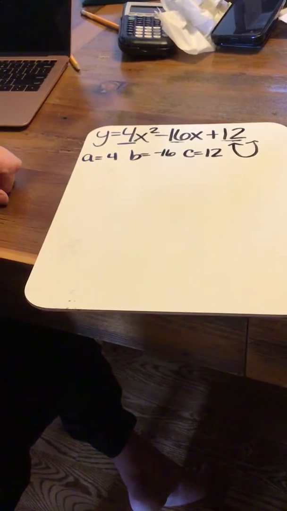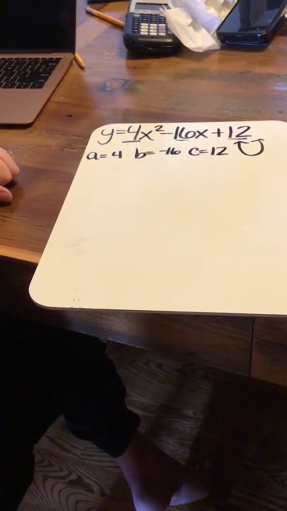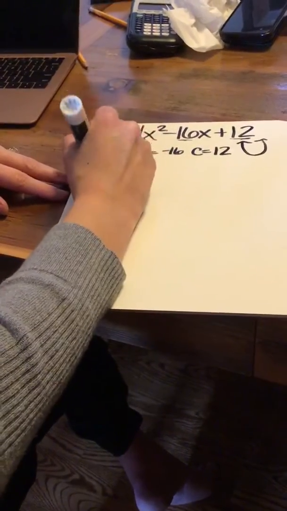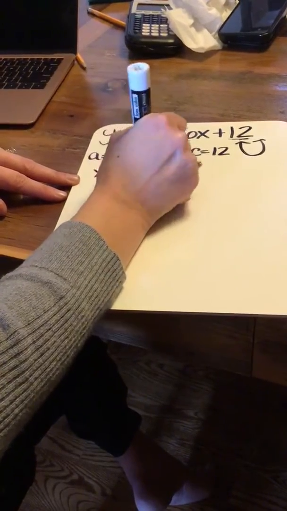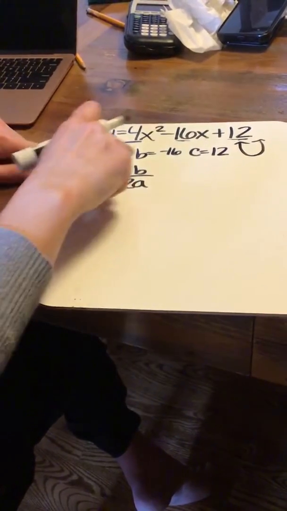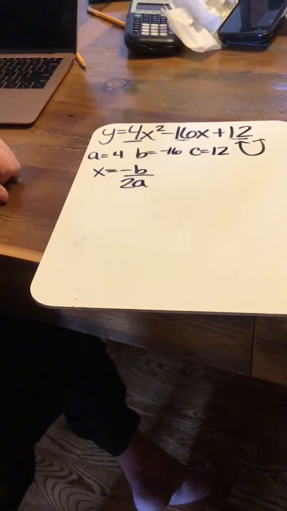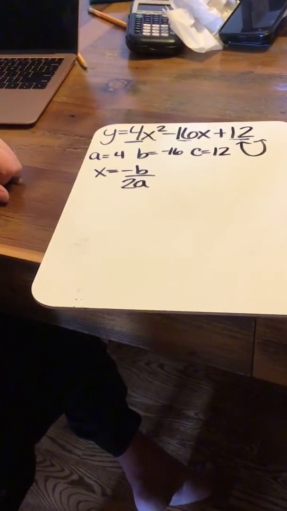Okay? The next question in that form is the equation of the line of symmetry. So in the notes and from the last video, you should know that the formula for the line of symmetry is x equals negative b over 2a. So what we're going to do is take our numbers right here, plug them into here so that we know what our line of symmetry is.